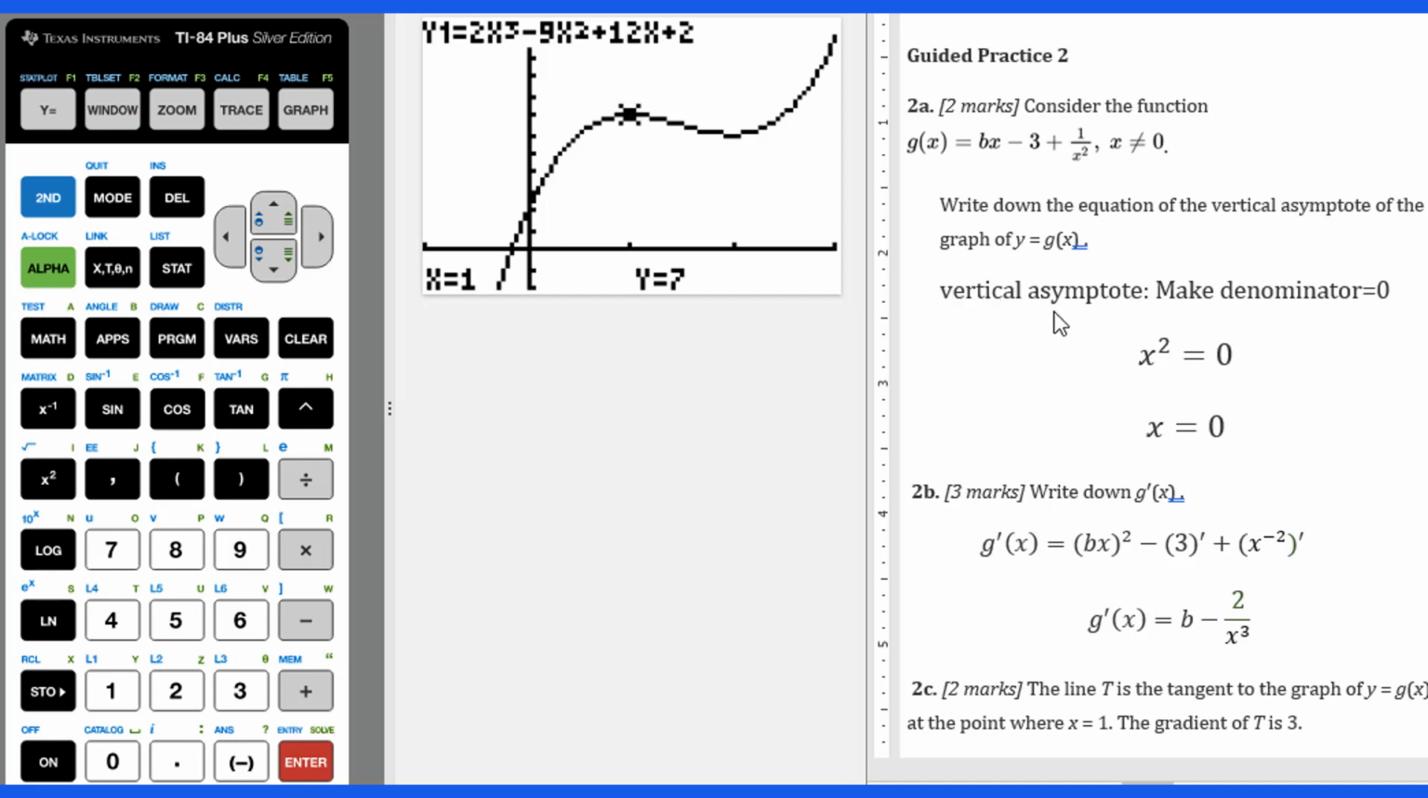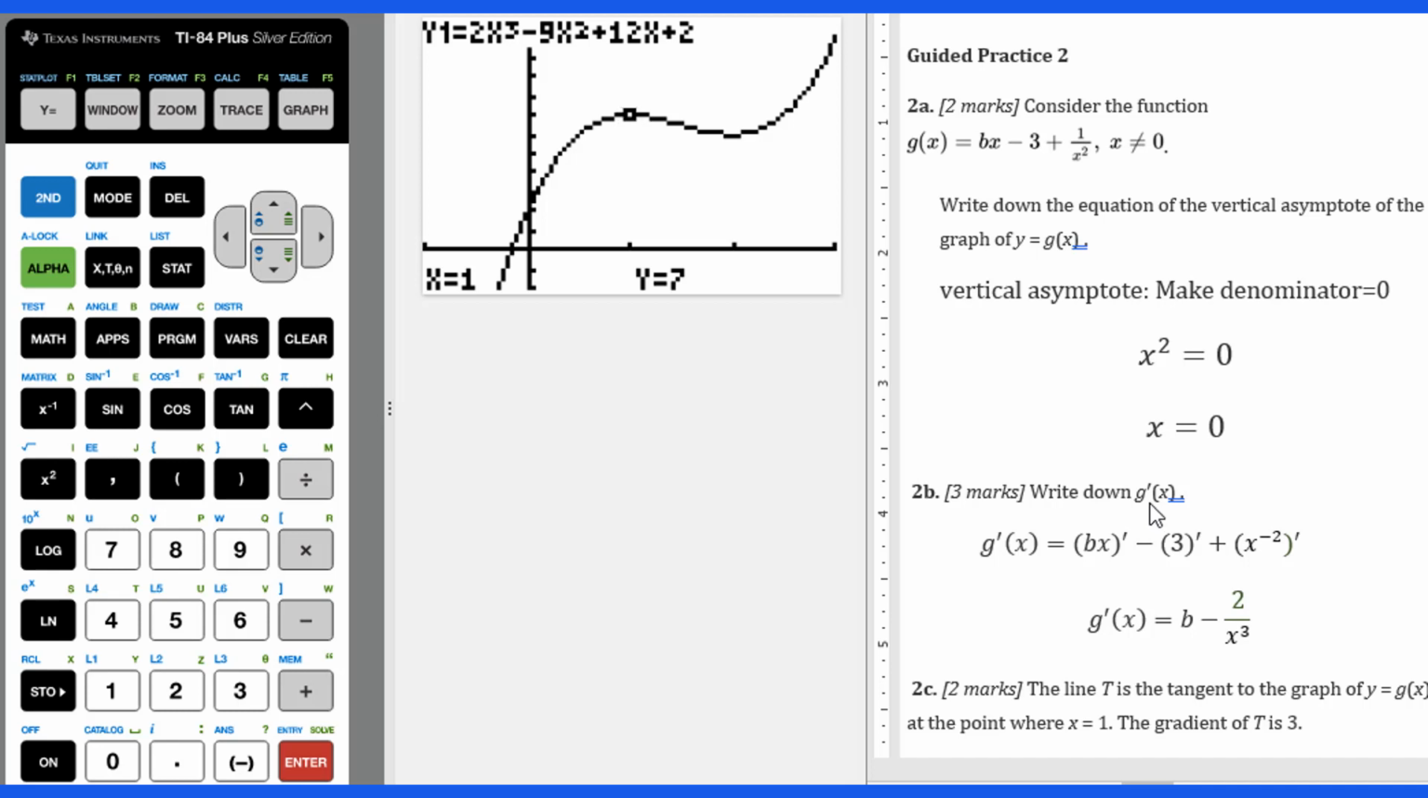We know that for the vertical asymptote line, you make the denominator equal 0. According to the given function, we only have x squared as a denominator. Therefore, we set up x squared equal to 0. Square root of both sides, we got x equals 0. This will be the vertical asymptote line.